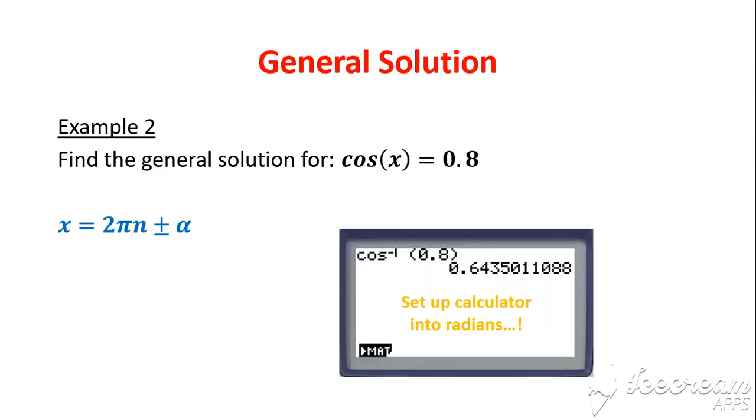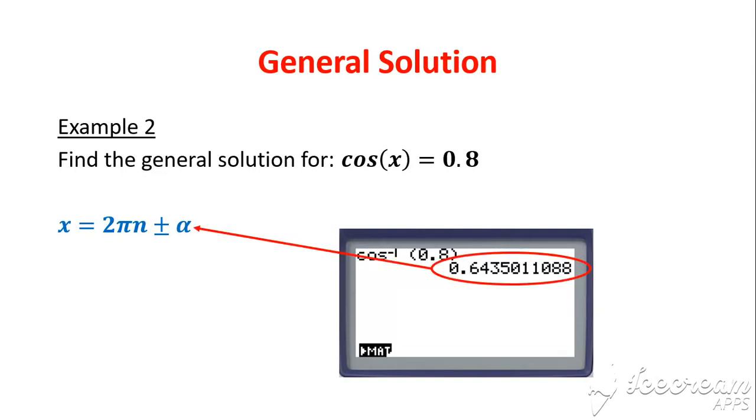So what I'm going to do first is take the inverse cosine of 0.8. I'm in radians, and I get an answer of 0.6435. That value there is alpha. So here's my general solution. X is equal to 2 pi n plus or minus 0.6435.